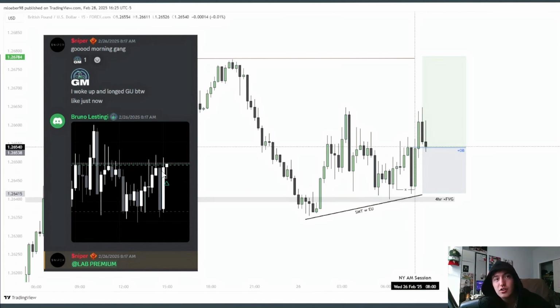Just like here, shown by Bruno. We close above on this candle here. He's executed right there on the next 15-minute candle. So I already told them at 8:17, at this specific candle, that I was long, and I alerted everybody.